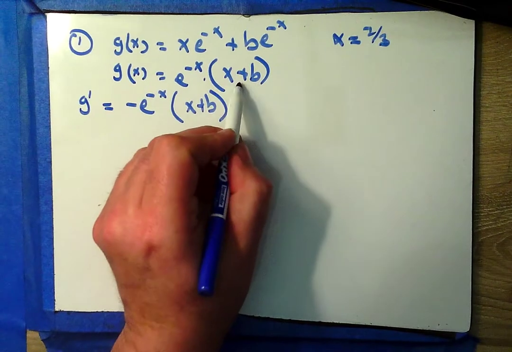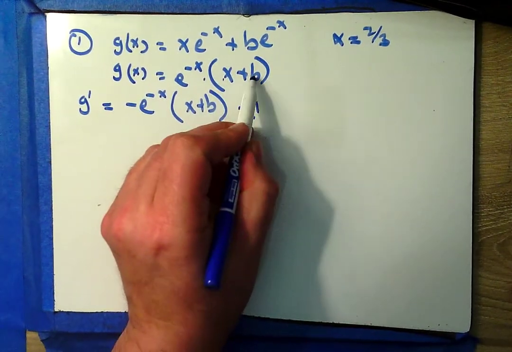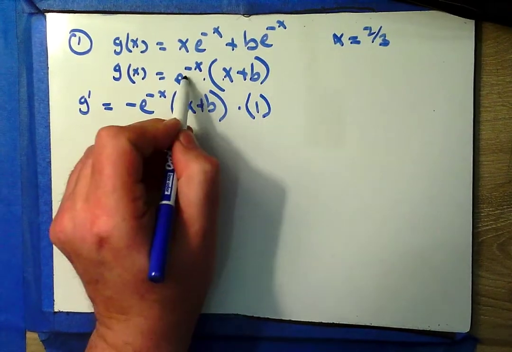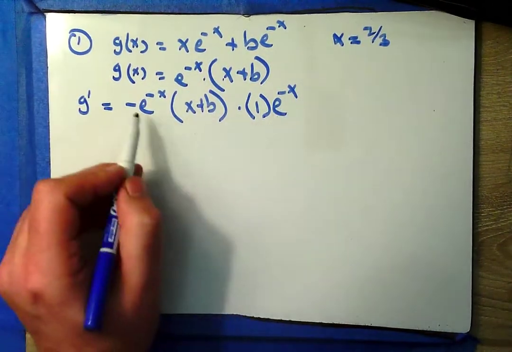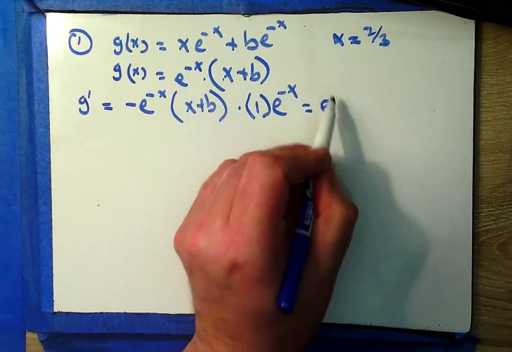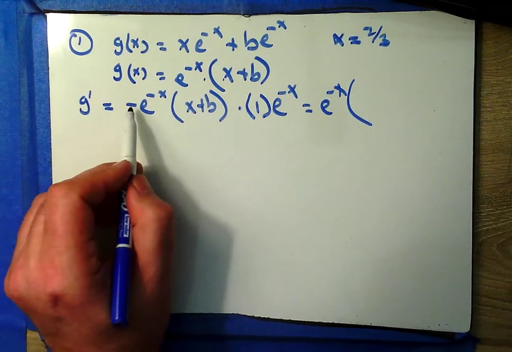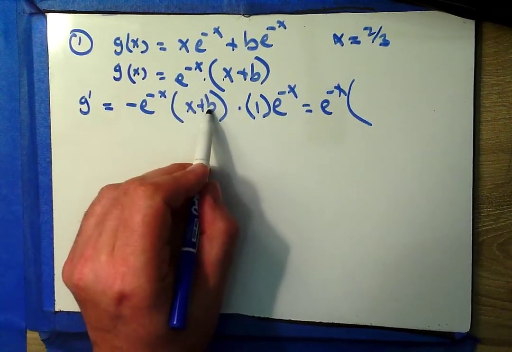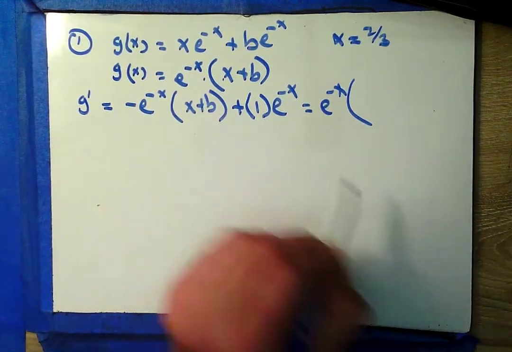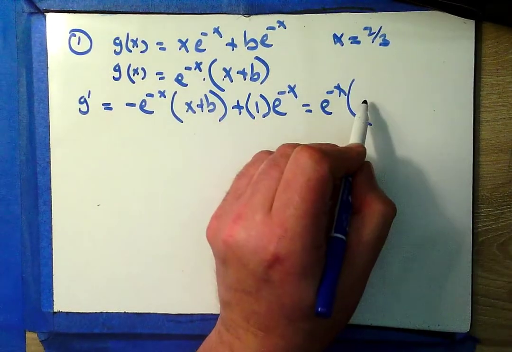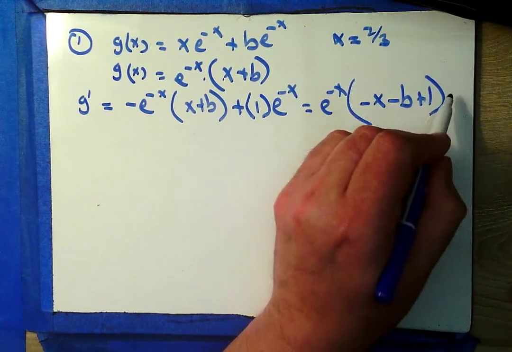times the derivative of this. The derivative of this is 1. Derivative of that is 0 times this e to the minus x. So again, I'm going to factor out an e to the minus x, and I'm going to get left over this negative x plus b. That's supposed to be a plus 1 then, and a plus 1. So I have negative x minus b plus 1.